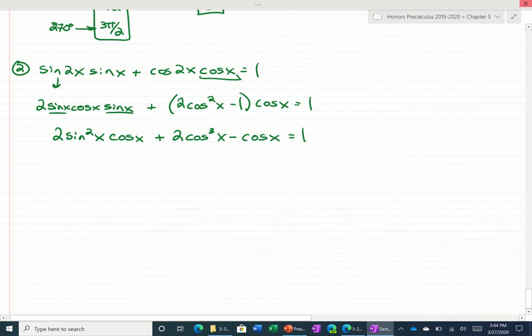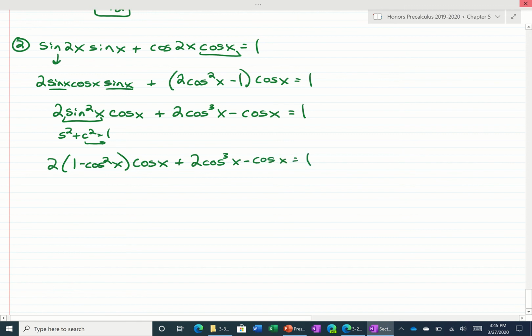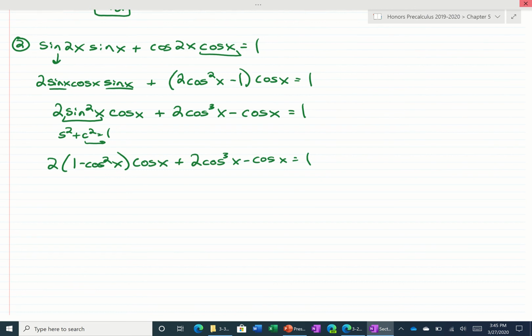All right, so it looks like we have a lot of cosines except this. So if sine squared plus cosine squared is 1, sine squared would be 1 minus cosine squared of x. Let me see here. If we rearrange this, sine squared would be 1 minus cosine squared of x times cosine of x. All right, so we have a big mess. Let's start simplifying, try to distribute everything out, and then let's see what we have.